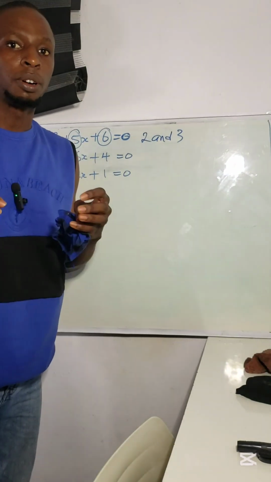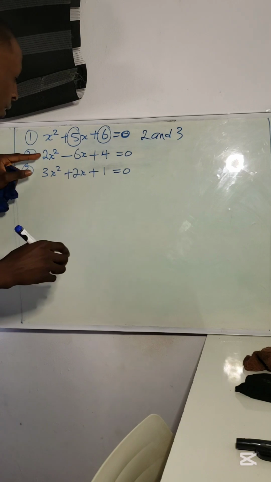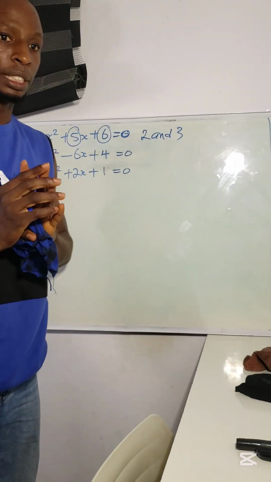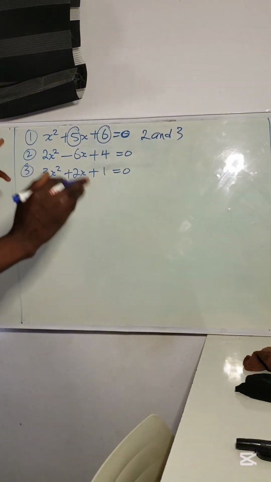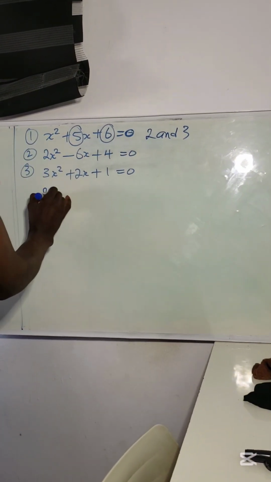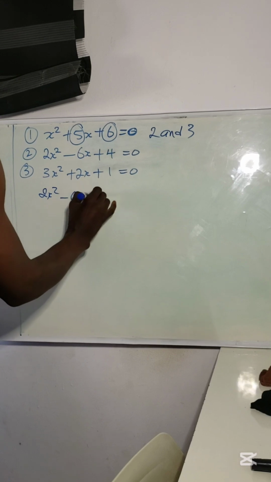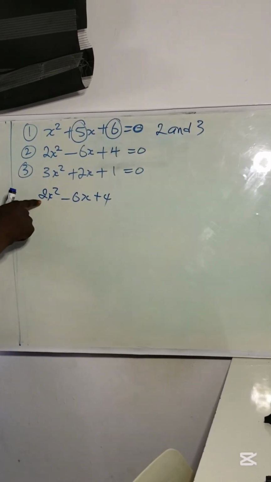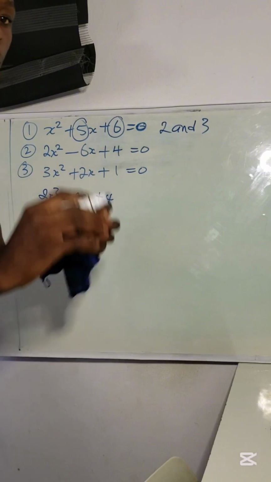This trick only works when the coefficient of x squared is unity. Now, if the coefficient of x squared is not unity, you are going to make it unity. Now, let's take example 2. Example 2 is 2x squared minus 6x plus 4. You can see that now the coefficient of x squared is not unity, so we are going to make it unity.